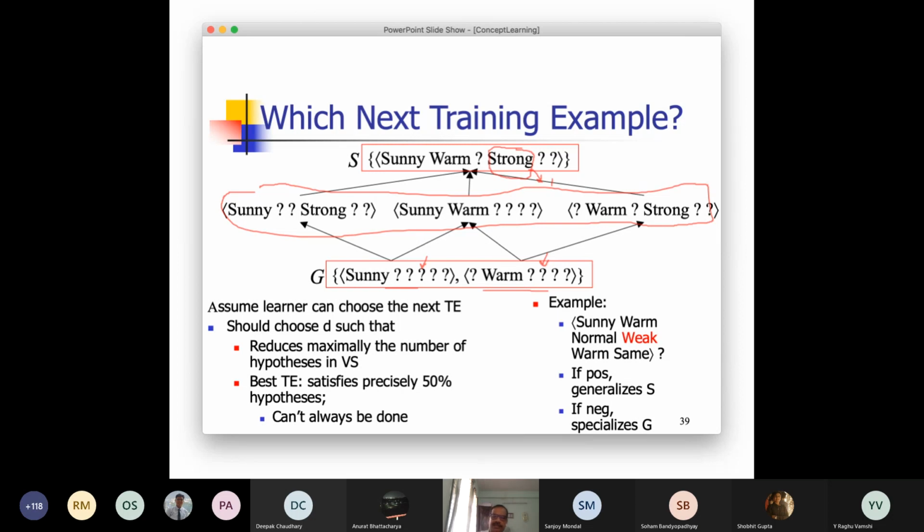So you need to generalize it, which means since it is rejected, so weak, the strong should come here. No, not which one? Yeah, because either it could be positive or negative.